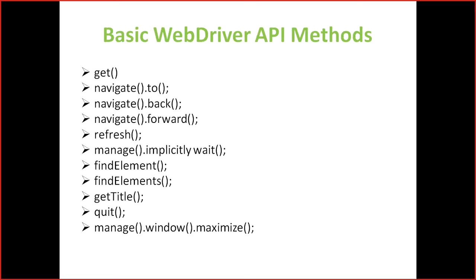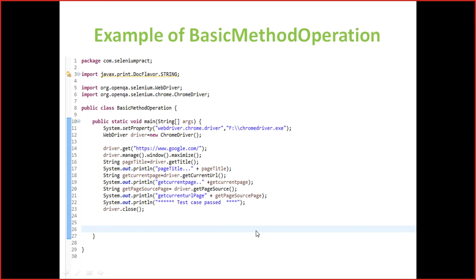Okay, so these are the basic methods: get, navigate to, navigate back, navigate forward. See, I did not use navigate forward, guys. You can try it on your side. Then refresh, then we have manage dot implicit wait. In the coming session we will use all these methods. Find element, get title, navigate to, back and refresh I have used, but a few methods are pending, and we will use them in the coming session.